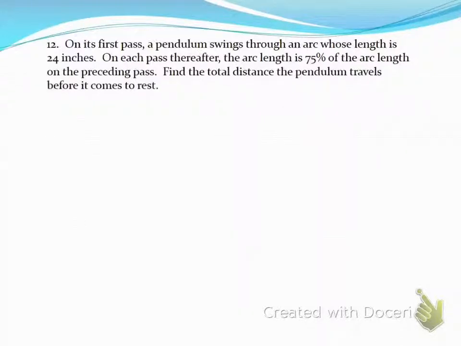Because the ratio is 75% of the previous, obviously the ratio is less than 1. So the sum of this infinite series would be, what was the length of our first pass? What was the first term? 24 divided by 1 minus, what's the ratio? 3/4.